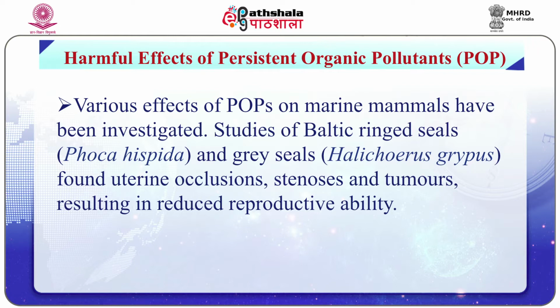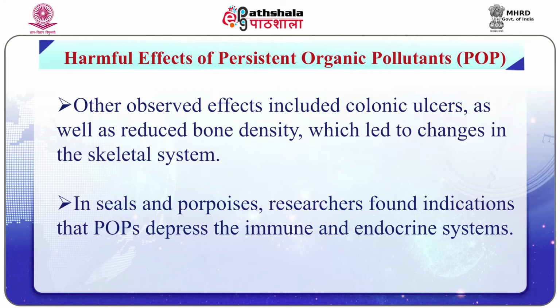Various effects of POPs on marine mammals have been investigated. Studies of Baltic ringed seals, Phoca hispida, and grey seals, Halichoerus grypus, found uterine occlusion, stenosis and tumors, resulting in reduced reproductive ability. Other observed effects included colonic ulcers as well as reduced bone density, which led to changes in the skeletal system. In seals and porpoises, researchers found indications that POPs depress the immune and endocrine systems.